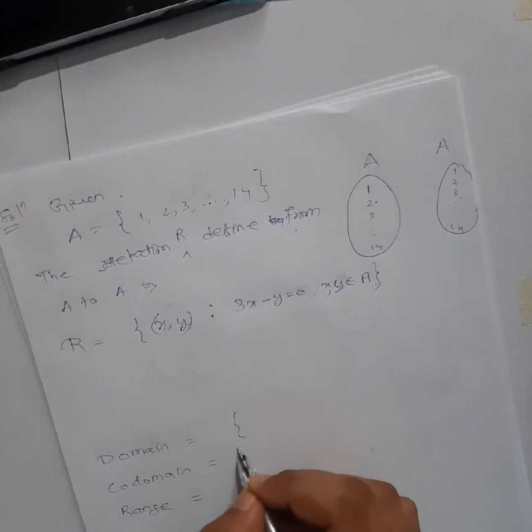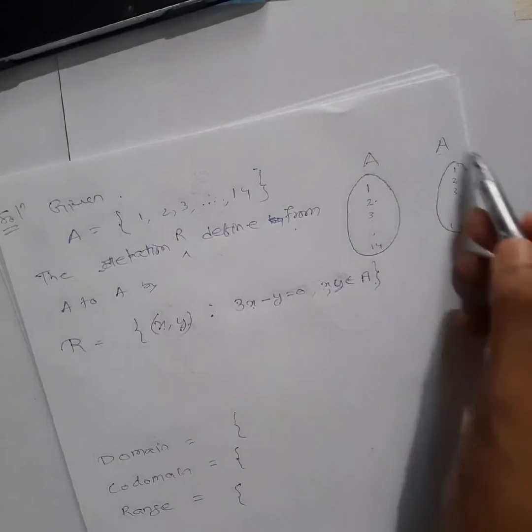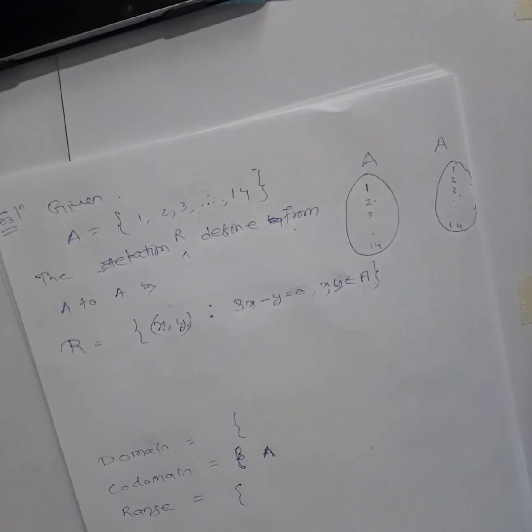Okay, these are all set, remember. Now codomain, what can I write? Codomain obviously will be your second set, right? So directly I can write A. Your set A will be your codomain.